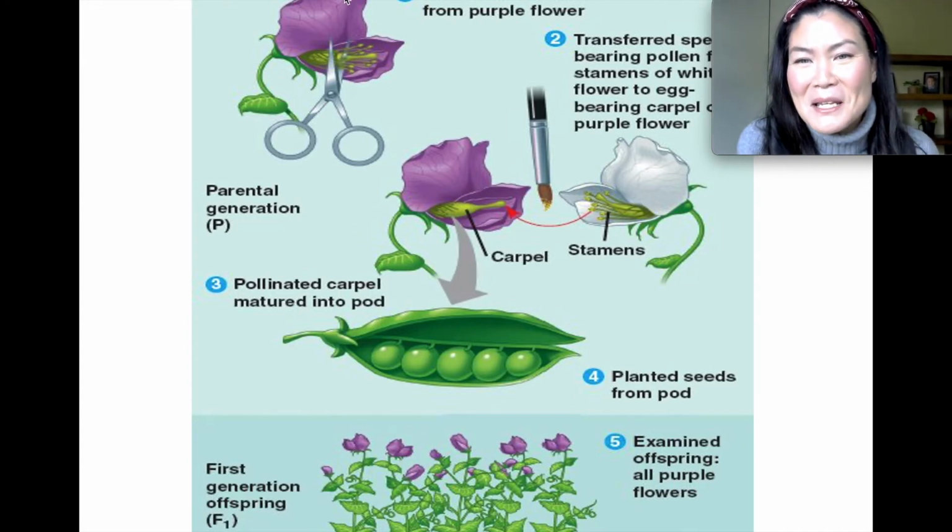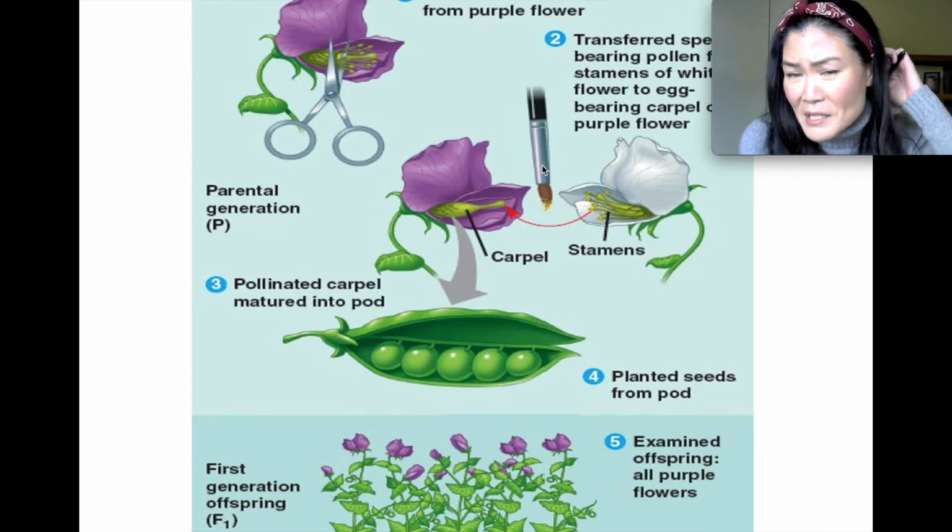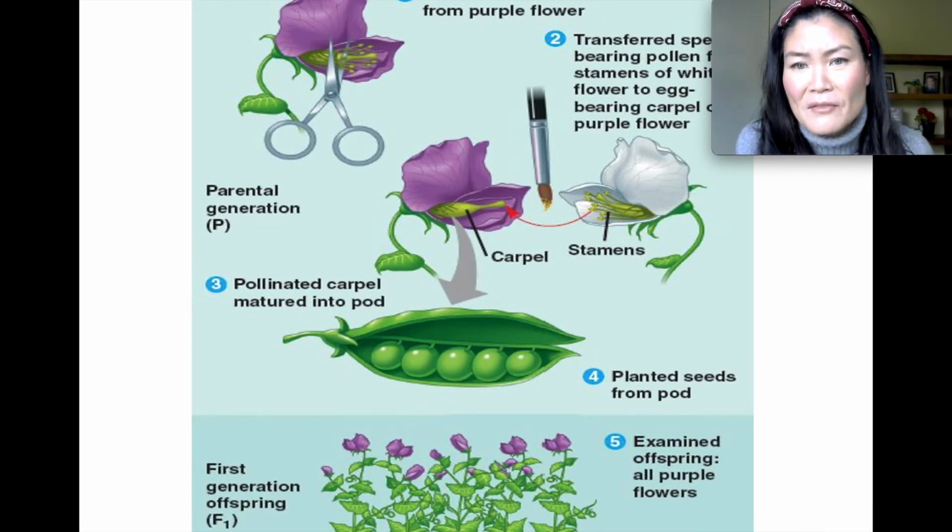So anyways, with Mendel, he used 2 basic tools. He used scissors and a paintbrush. So as I was saying, flowers are the sexual organs of a plant.